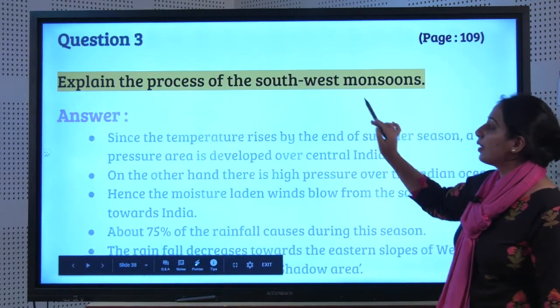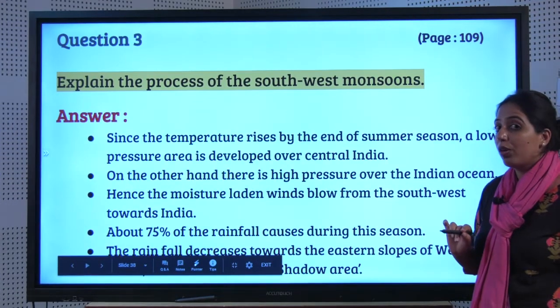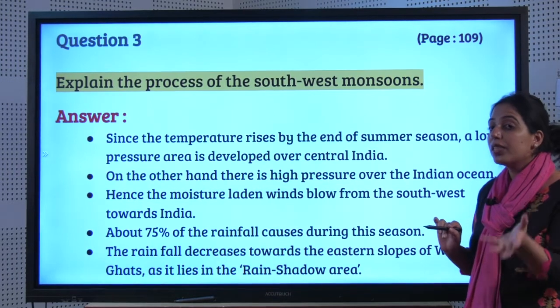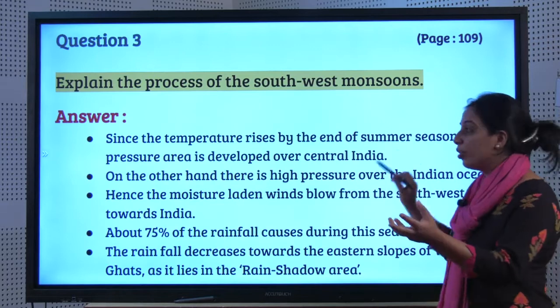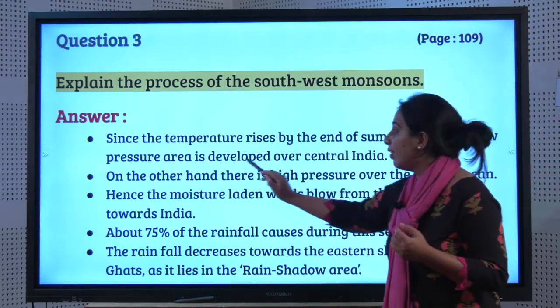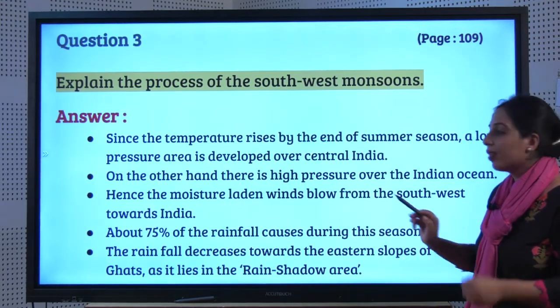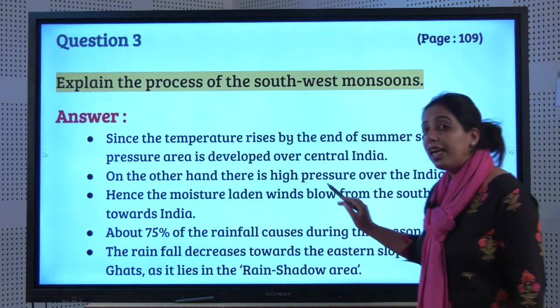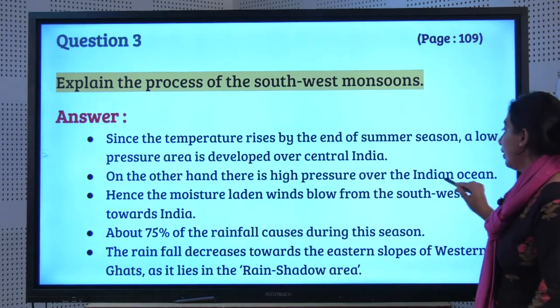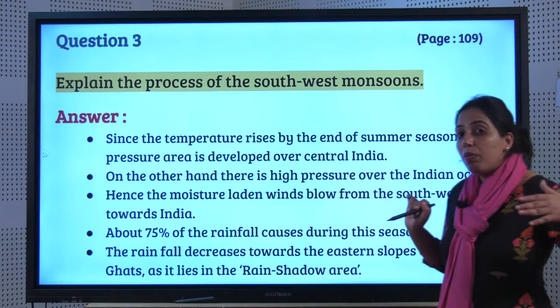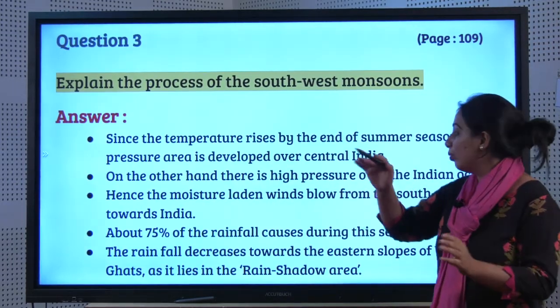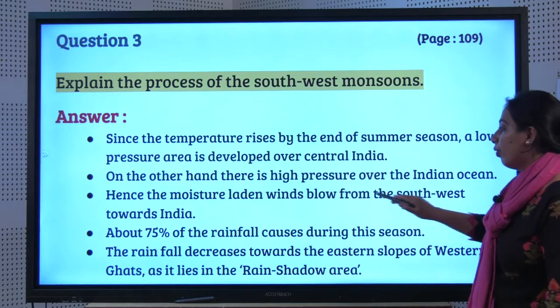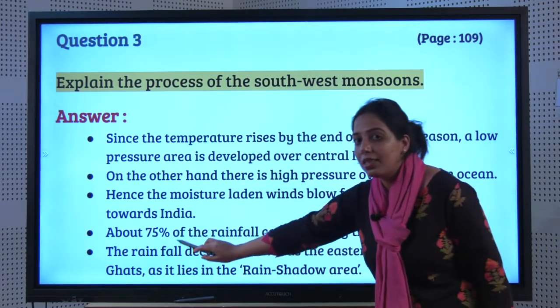Explain the process of the southwest monsoon. So you all remember, right? The temperature was high because of summer. What developed? Low pressure area is developed over central India. On the other hand, there is high pressure. Where? Over the Indian Ocean. So the moisture laden winds always blow from high pressure to low pressure. So they blow from the southwest towards India.